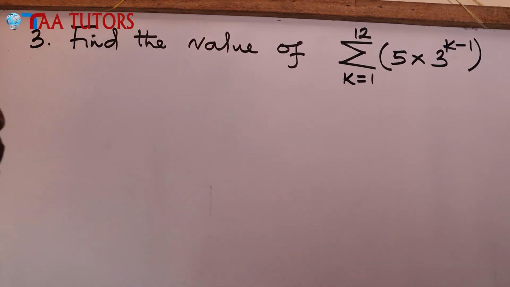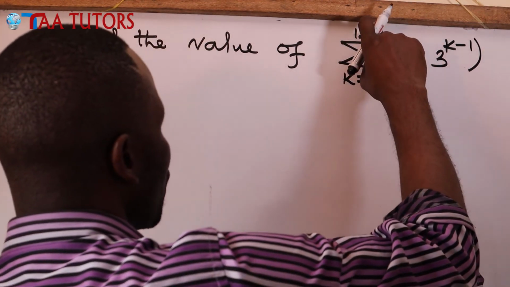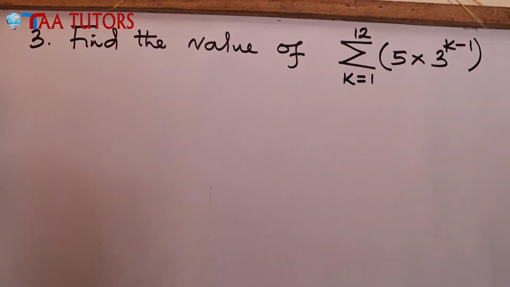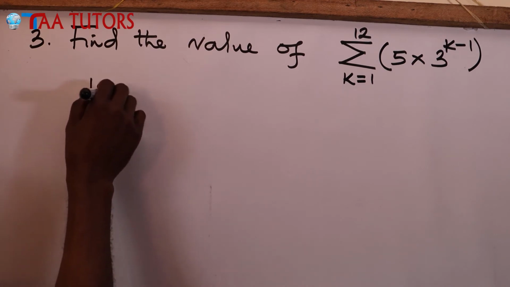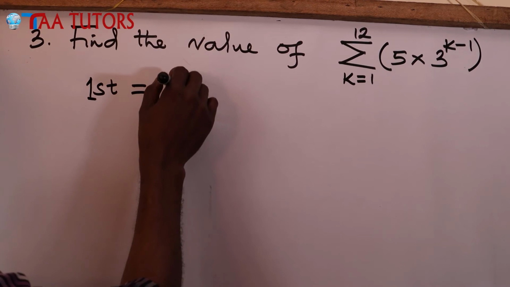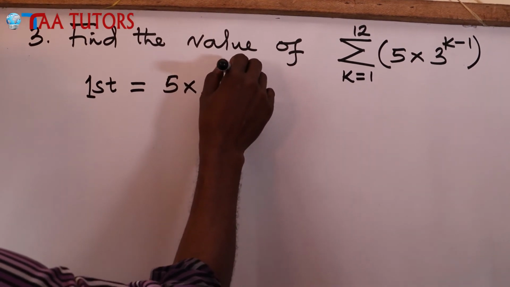What we are going to do here is the same thing. We need to look for the terms from k equals 1 to 12, substituting each in there. But I said we don't need to do much. We just need maybe the first 3 terms, and then from there we can solve our problem. So the first term of this GP will just be 5 times 3 raised to power 1 minus 1.